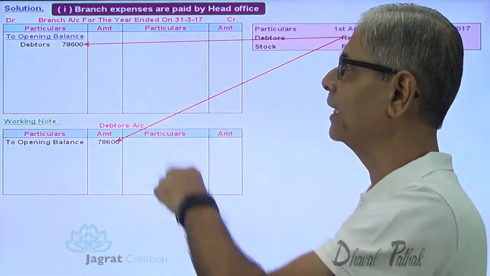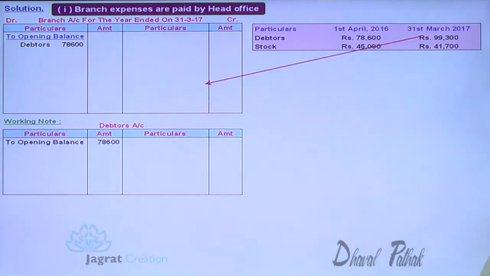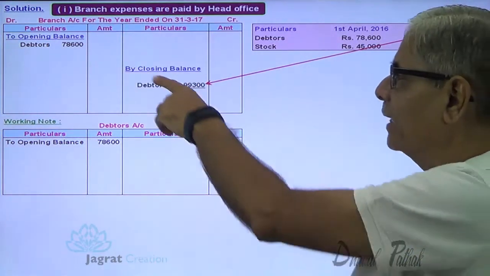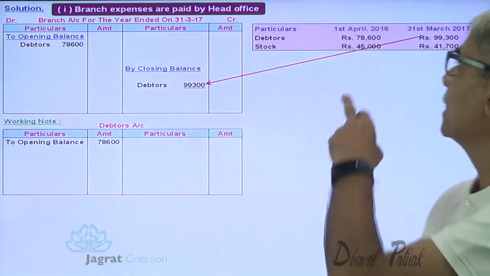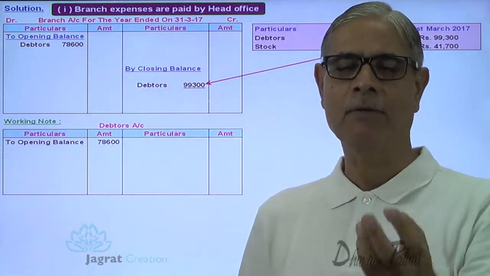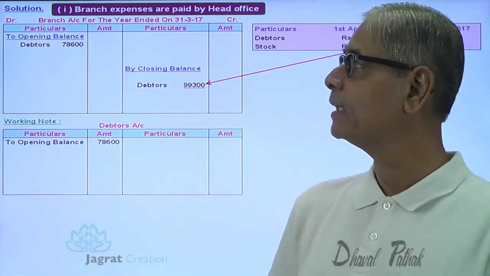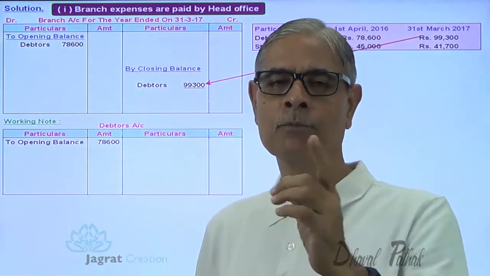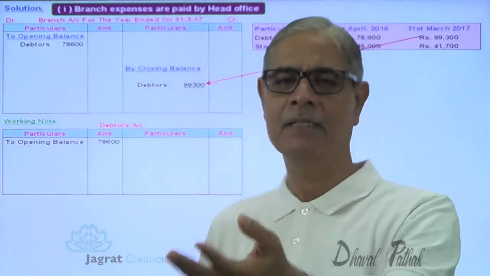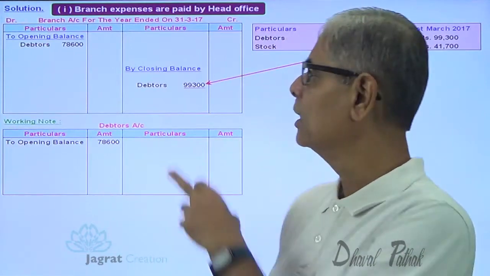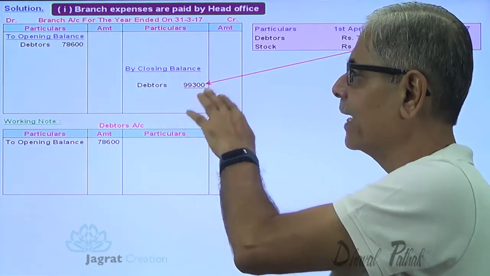But for this, the journal entry is branch account debit to debtors account credit at the beginning of the year. Similarly, this is the closing balance of debtors. At the end of the year, all the assets and liabilities are taken by the head office. Whatever debtors are there with the branch are taken up by the head office. So the entry for that is reversed to this entry. This entry shows branch account debit to debtors account, debtors given to the branch at the beginning of the year. At the end of the year, the debtors balance is taken away by the head office from the branch. So the entry for that is debtors account debit to branch account credit. This is a reverse entry that is passed at the end of the year.